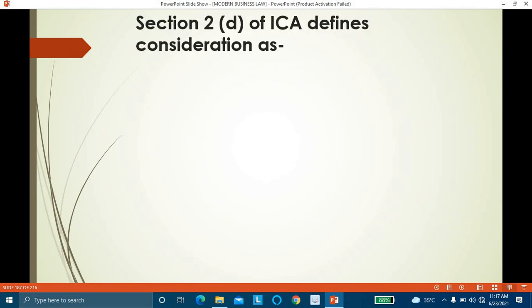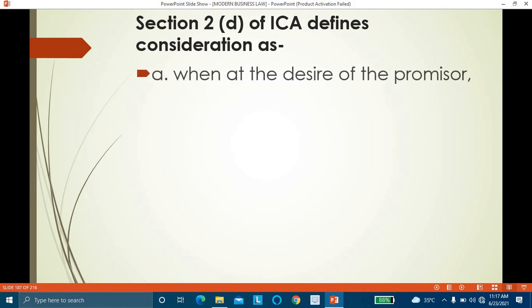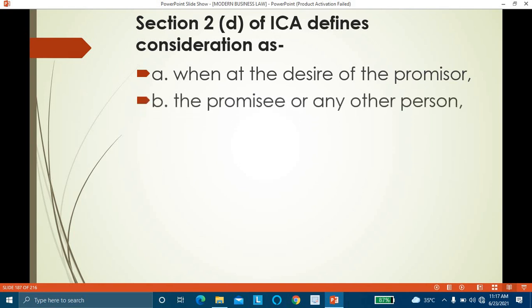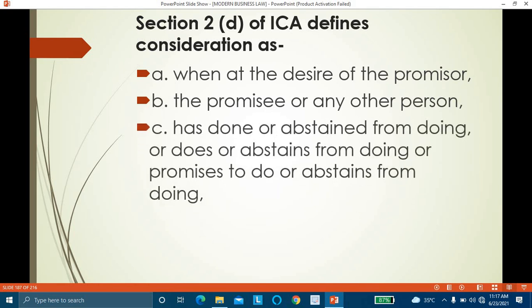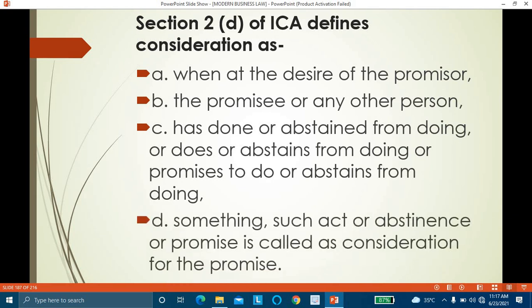So the definition of consideration is given by section 2(d) of the Indian Contract Act. Now what is the definition? The definition is divided into four different points. First point, when at the desire of the promisor, the promisee or any other person has done or abstained from doing, or does or abstains from doing, or promises to do or abstains from doing something, such act or abstinence or promise is called consideration for the promise.